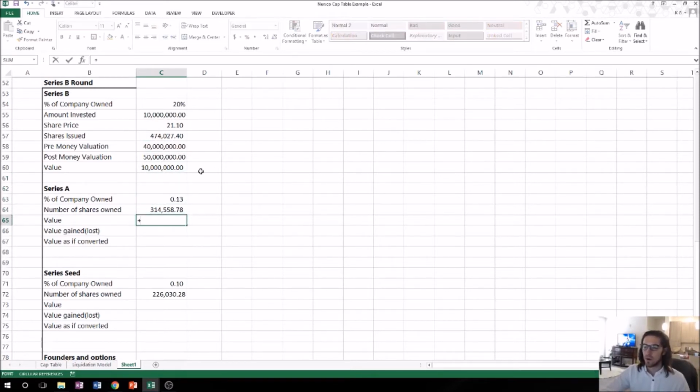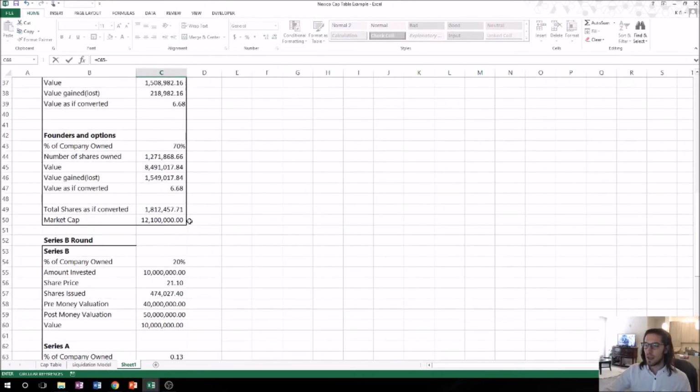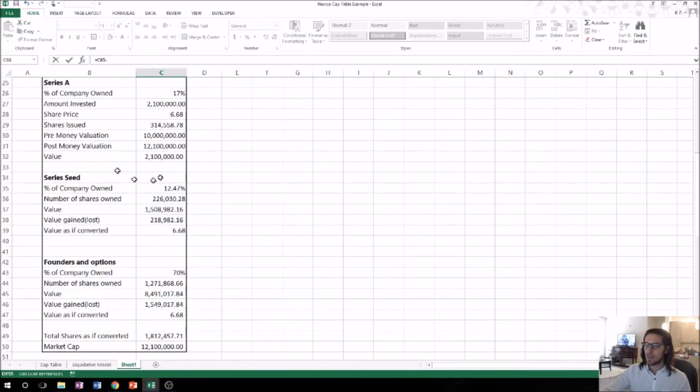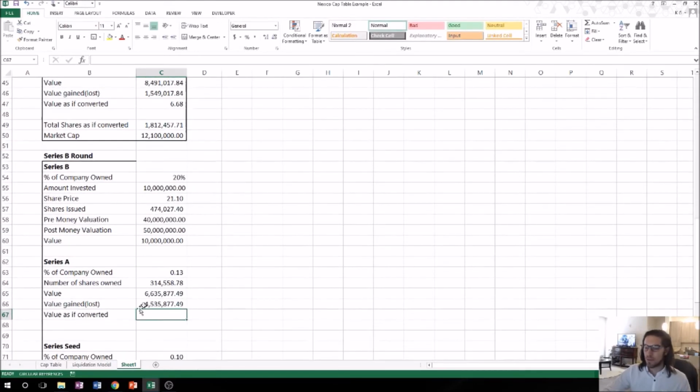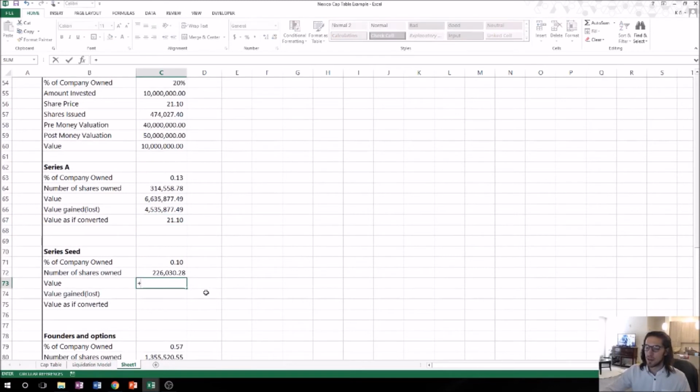So then we'll have value of Series A, that's that Series A shares owned times the new share price. And then now we'll use the value number from the previous box right above it to see how much value we gained or we lost. So the value of the Series A shares is now 6.6 million. As of the last round, it was 2.1 million. So we gained $4.535 million as a result of the share price increase here. So as if converted, it's the value divided by the number of shares owned, and that equals the new share price. So we'll do the same thing here.